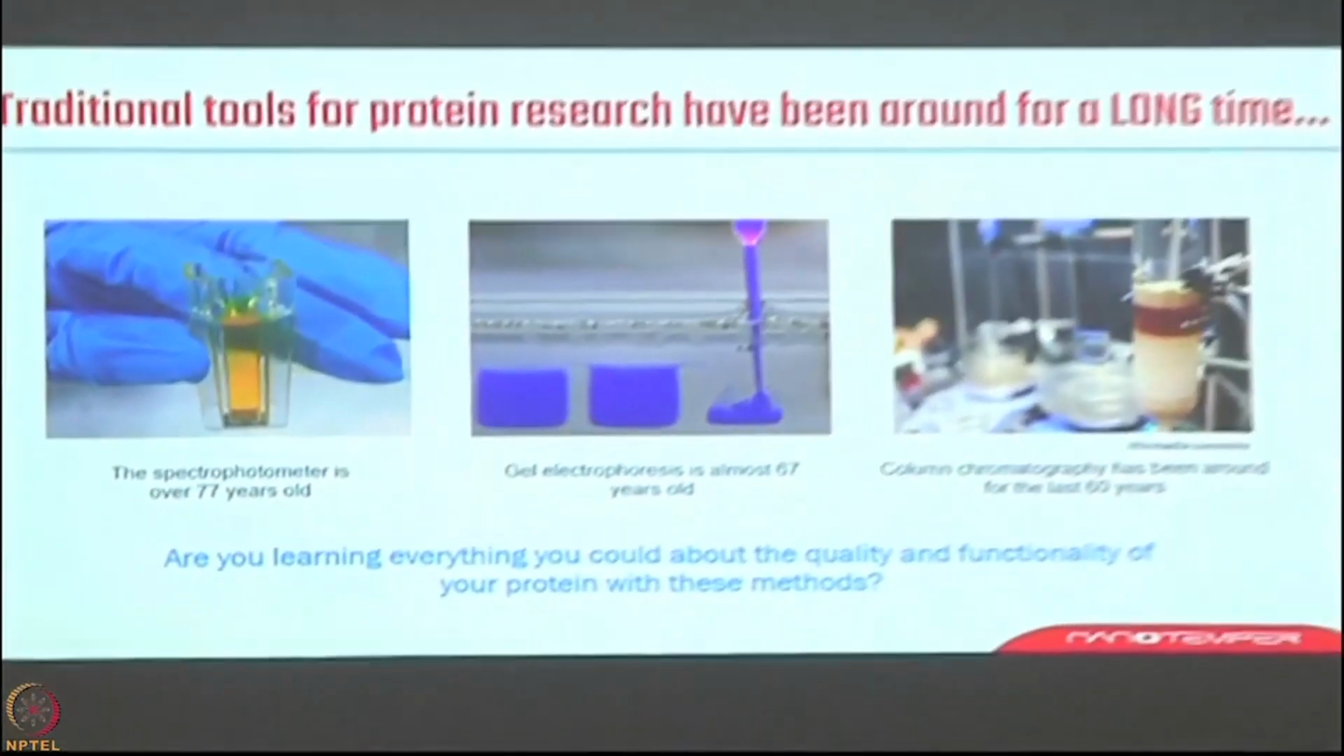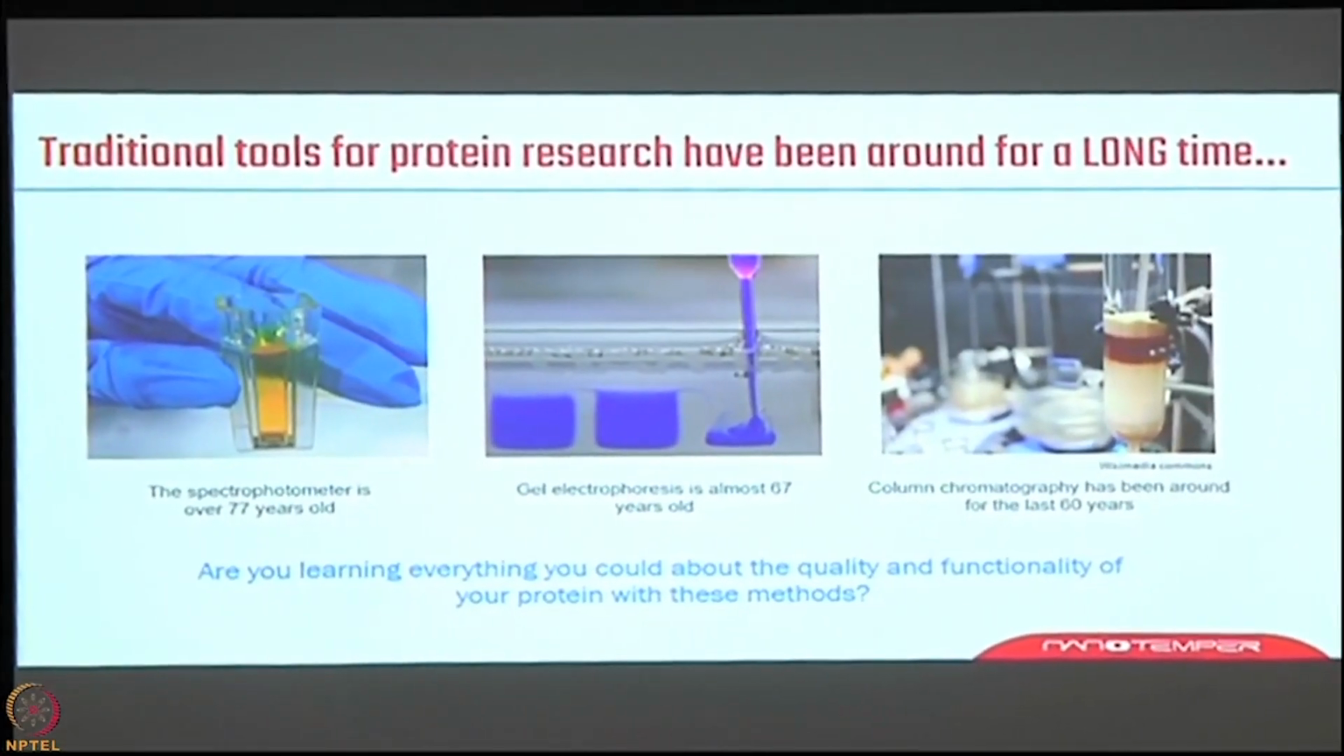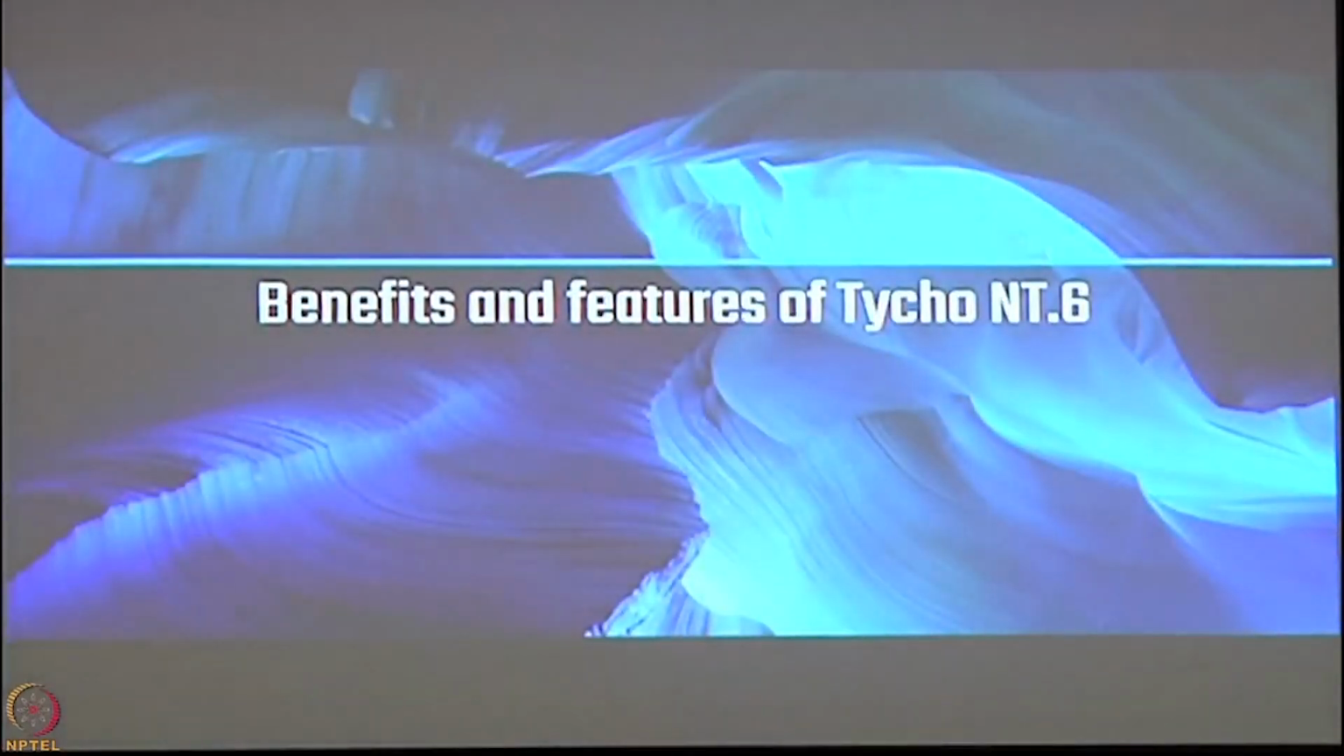So these are very standard gold methods, like spectrophotometry or electrophoresis or column chromatography, but still you are not aware whether your protein is a functional protein or not. So we have this newly launched product known as Tycho, and in one go it takes 6 samples and you can actually check the quality of the protein. So you will come to know whether the protein you have purified is functional or not.